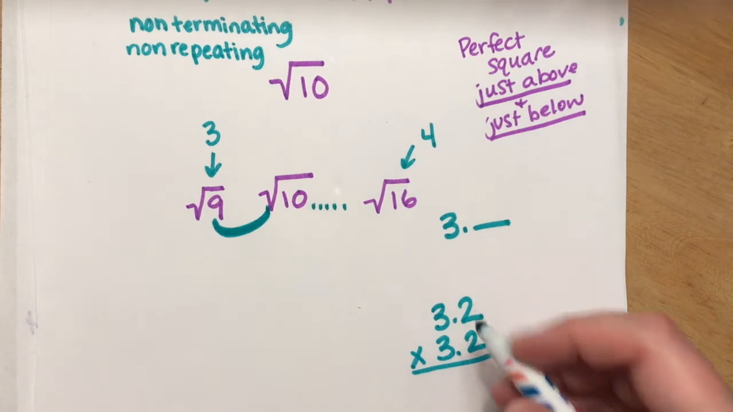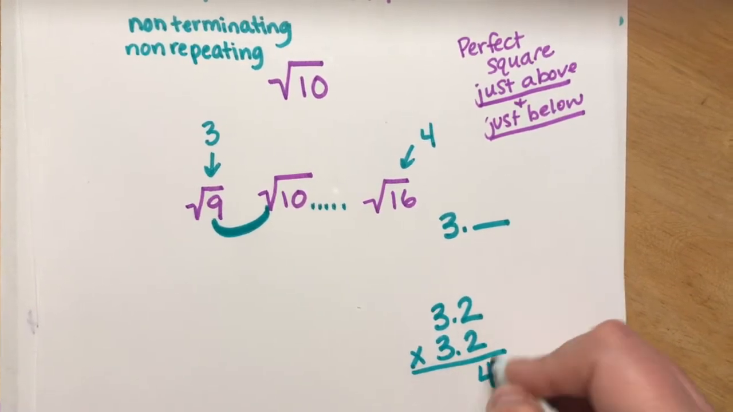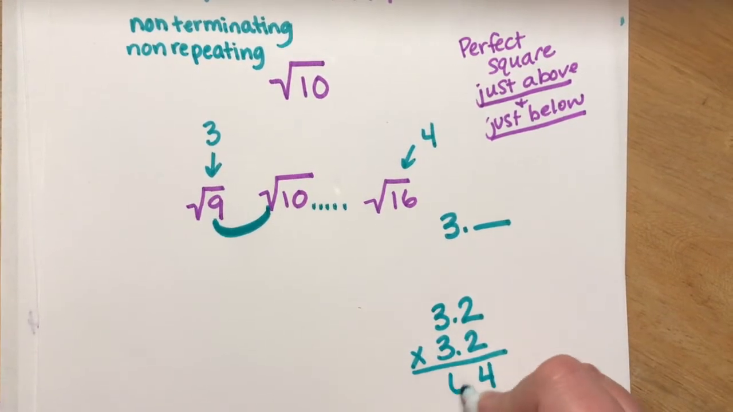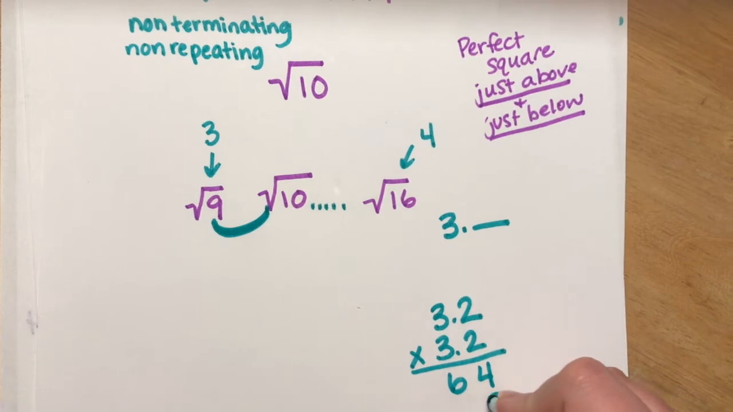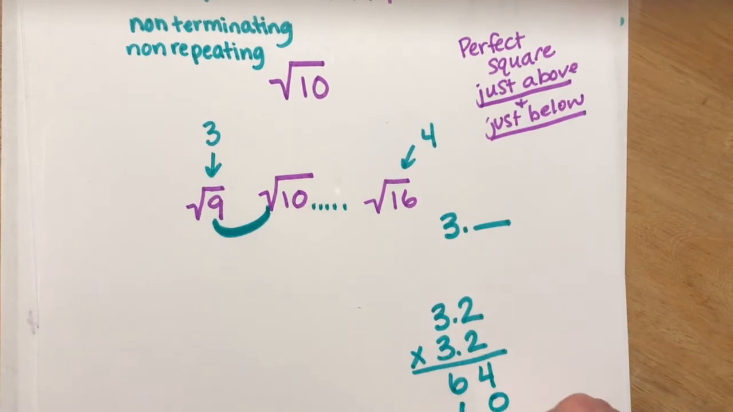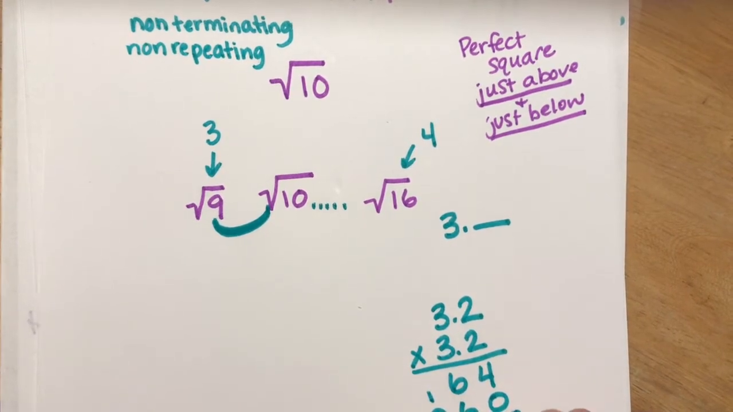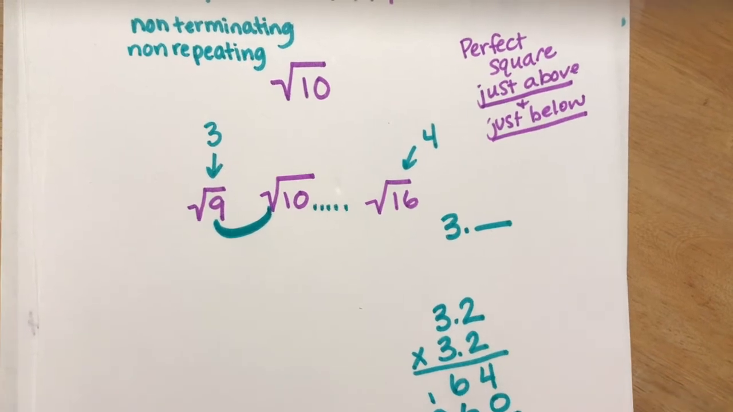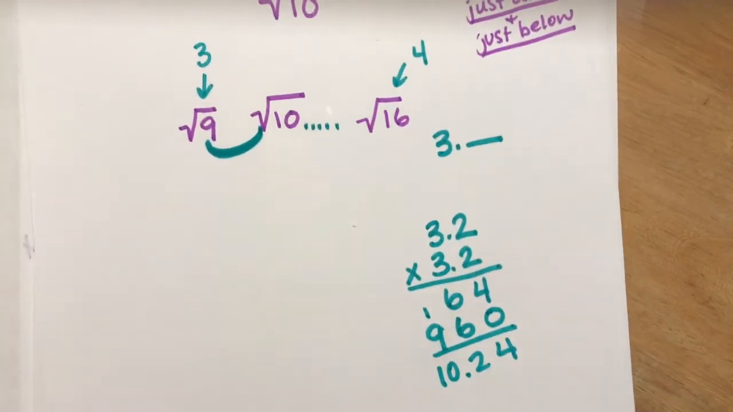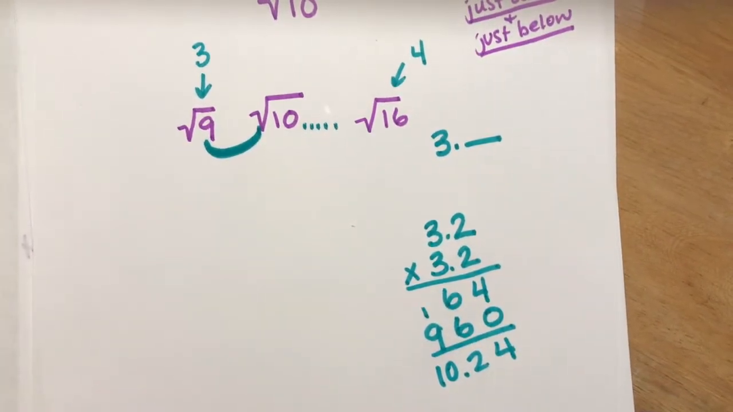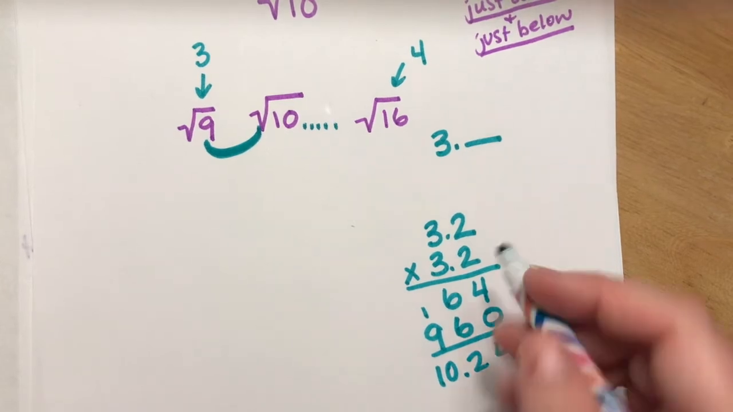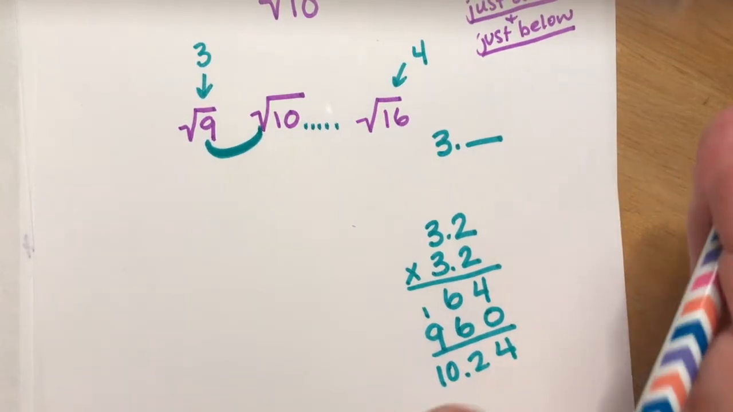So let's try it. I do 2 times 2 equals 4. 2 times 3 equals 6. And then placeholder, 3 times 2 equals 6. And 3 times 3 equals 9. I add these together. 4, 12. Oh, look at that. 10 and 24 hundredths. So that's too big, actually. So I know that 3.2 is too high.